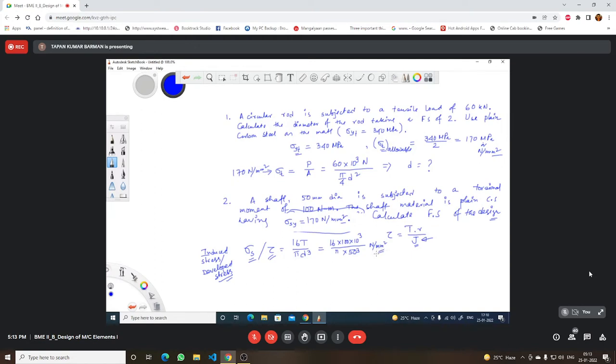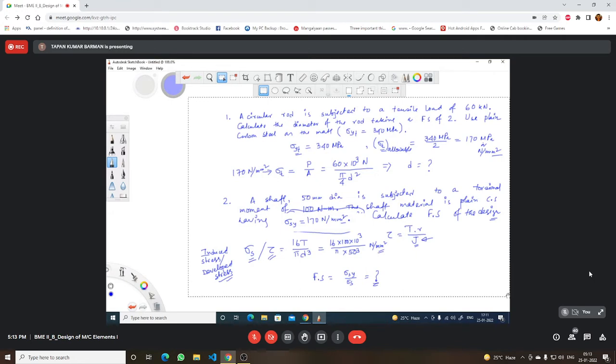Always you should put the units. Otherwise marks will be deducted in the semester examination or in the class test. So always we should put the proper unit there. So if you can calculate the sigma s, then factor of safety should be sigma sy by sigma x or tau. That should be the value of factor of safety. Clear? Yes, sir. Is there any problem? No, sir.